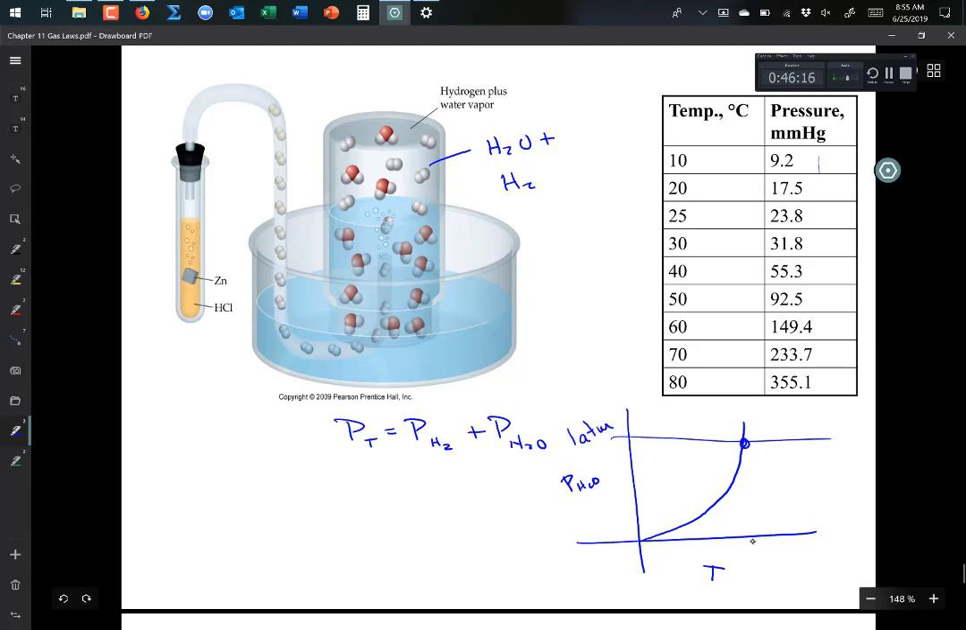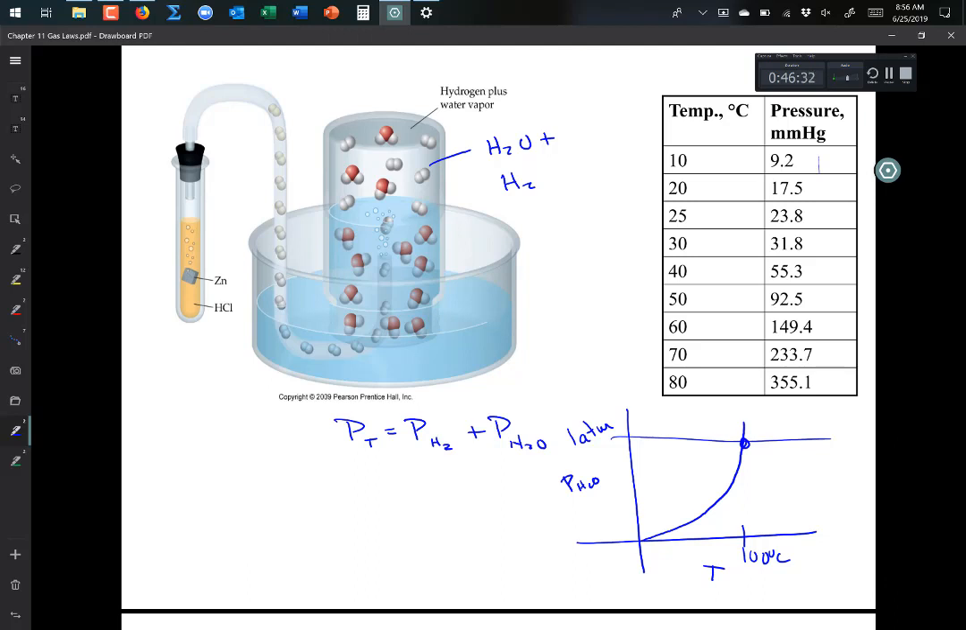And so, at 1 atmosphere, when the partial pressure of water vapor is 1 atmosphere, this temperature is 100 degrees Celsius. That's the boiling point. This is what we define as the normal boiling point of water. And we're going to use this in the demo that I do next.